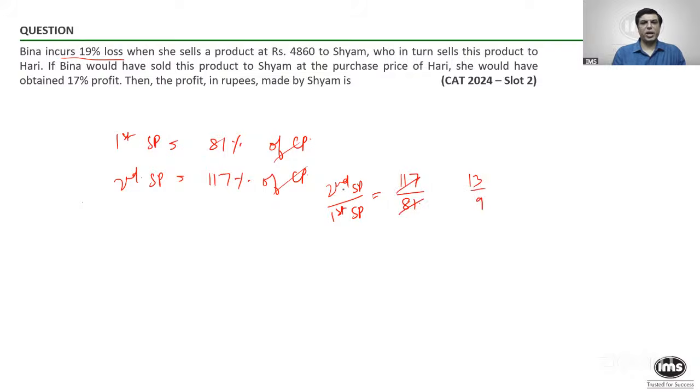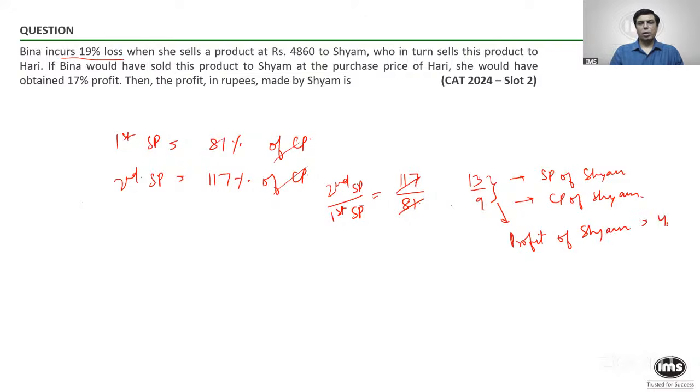If you see, the second selling price of Bina is actually the selling price of Sham. And the first selling price of Bina is the cost price of Sham. So we are saying that if the cost price of Sham is 9 parts, then the selling price of Sham is 13 parts. So the profit that Sham is making is 4 parts.